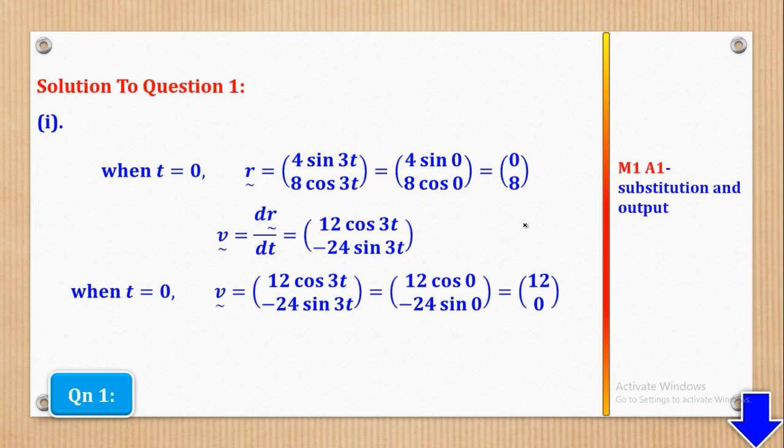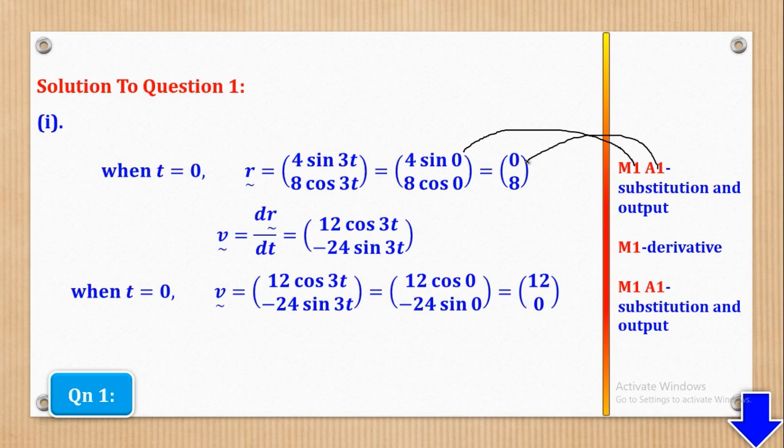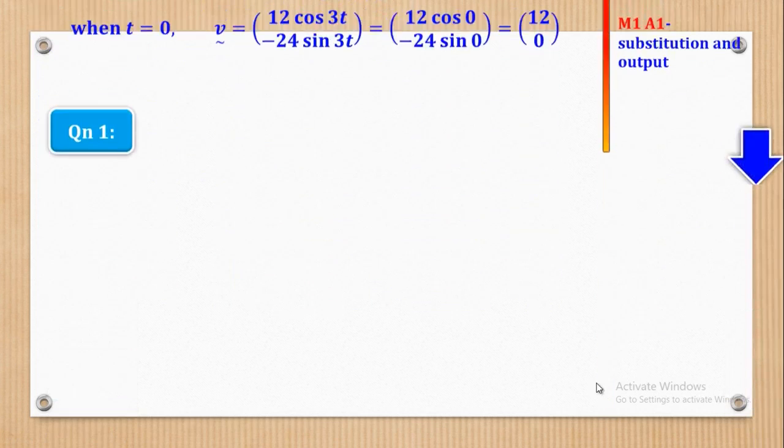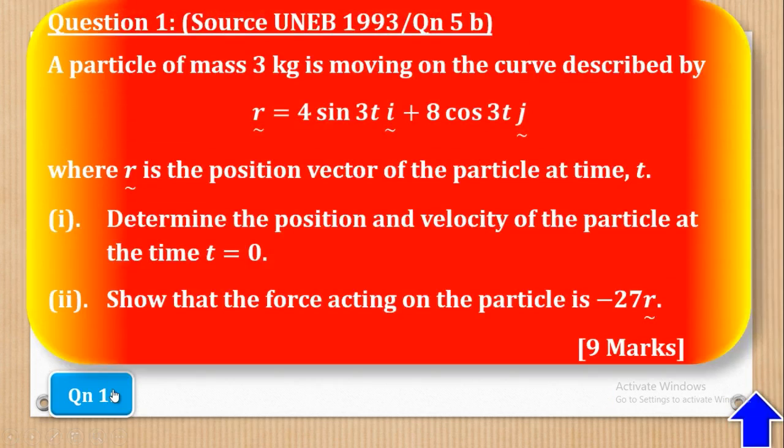So before we go to the next slide, let's see how much can be awarded for this slide. M1 is for substitution and A1 is for the output. Here M1 is for the derivative, another M1 for substitution, and A1 for the output. So that is now the position vector and the velocity of the particle at time t equal to 0.